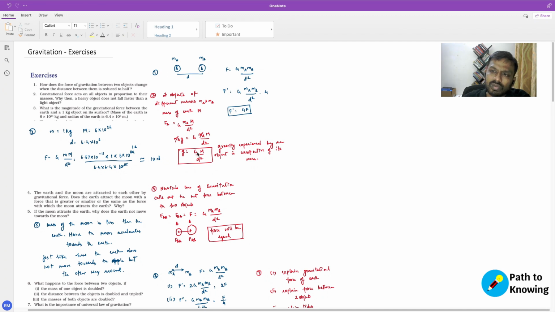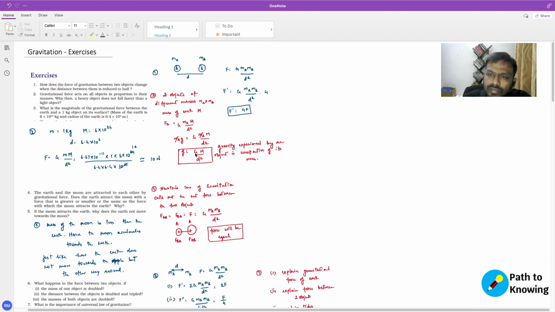And that is the reason why all objects that are closer to the Earth will fall with the same velocity. Primarily because the Earth is huge, and the radius of the Earth itself is large when compared to the distance of the object that is falling from a certain number of meters above the Earth.